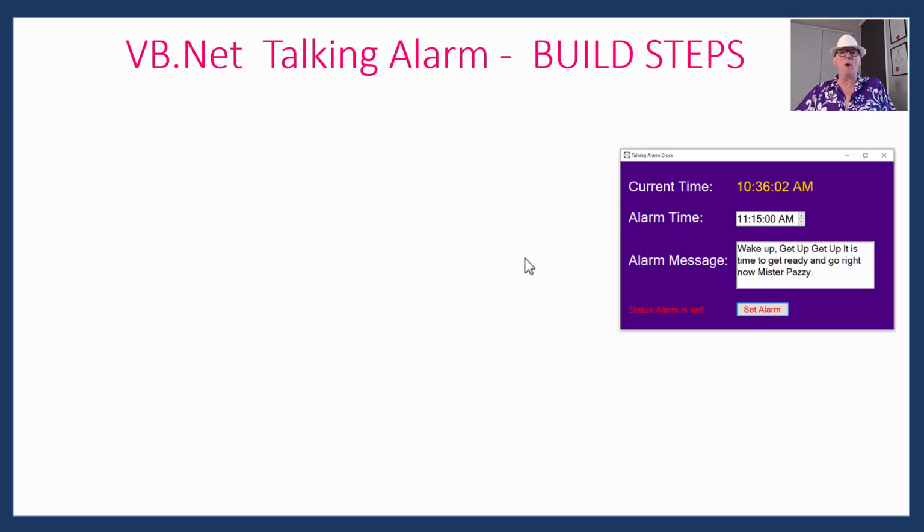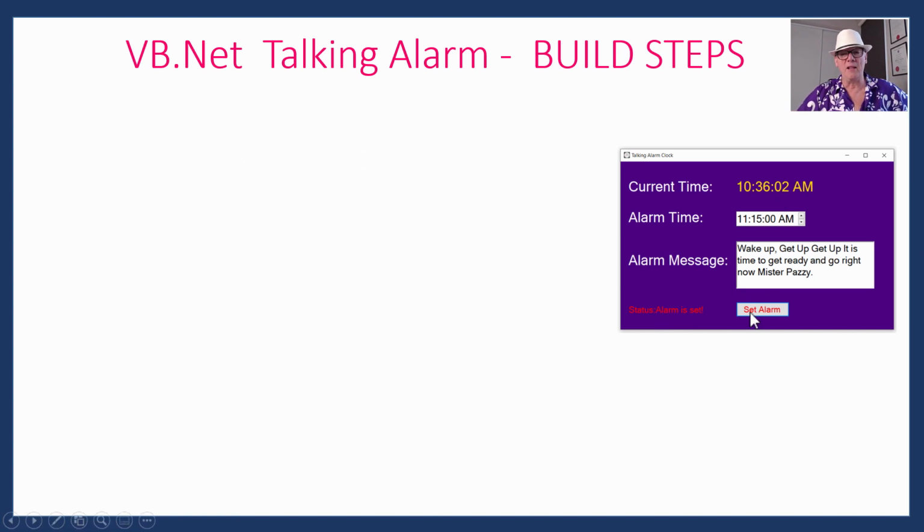All right, now what are going to be the build steps of making this project? Because as you saw, we have to be able to display the current time. We have to be able to pick and click and use the up and down arrows to set when we want the alarm to go off. We need to put a message in for what we want the computer to say to us when the alarm goes off. And we're also going to have this status down here that when you click set alarm, it's going to tell us the alarm is turned on at the moment, and this will change color to red. Okay, and then we need to test all those things.